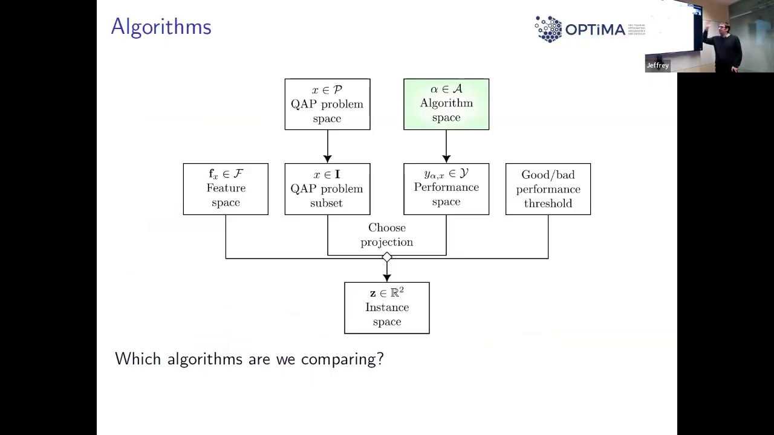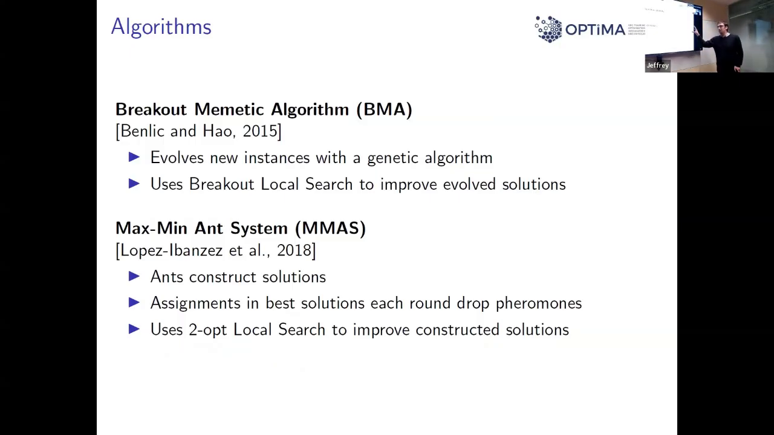Okay, so that was our features. Now we're going to talk about the algorithms we're comparing. We're just going to compare 2 algorithms. As we're going to see, that gives us quite enough to worry about. The 2 algorithms we're comparing here are 2 heuristics, but of considerably different character. BMA is an evolutionary algorithm. MMAS is an ant colony optimization algorithm. Both of them use some form of local search to improve the solutions they come up with. That's just a decision made by the designers.